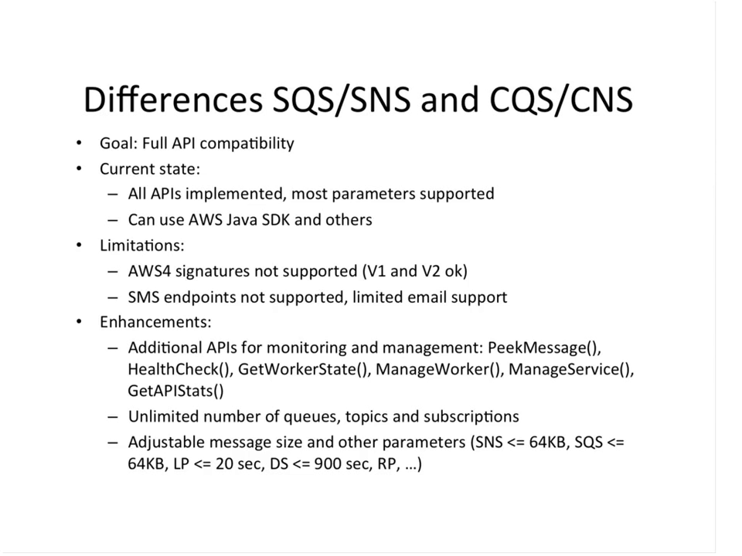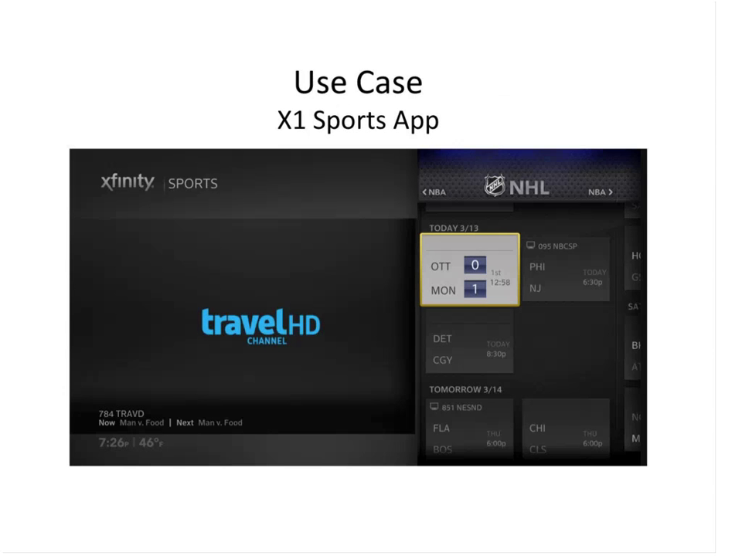However, more significantly, we do provide a number of enhancements, most notably the fact that you can create an unlimited number of queues, topics, and subscriptions in our system. Whereas I believe in Amazon SNS, you're limited to like 100 topics per user and similar restrictions. And you can adjust all these other parameters such as message size and timeout periods and so forth.